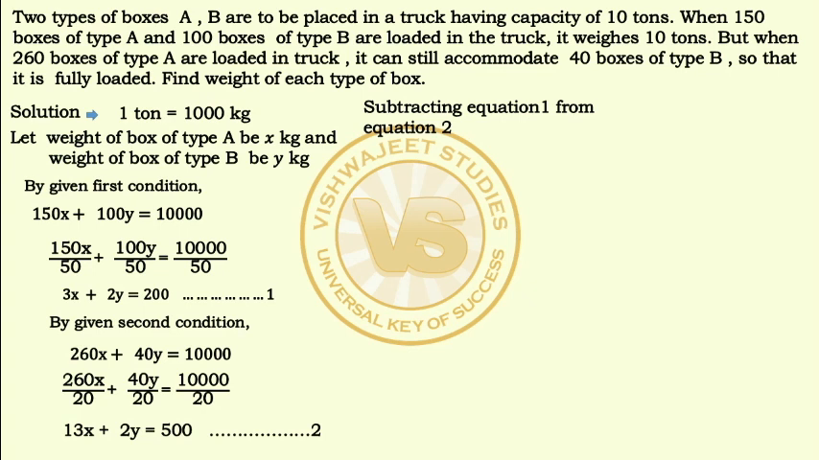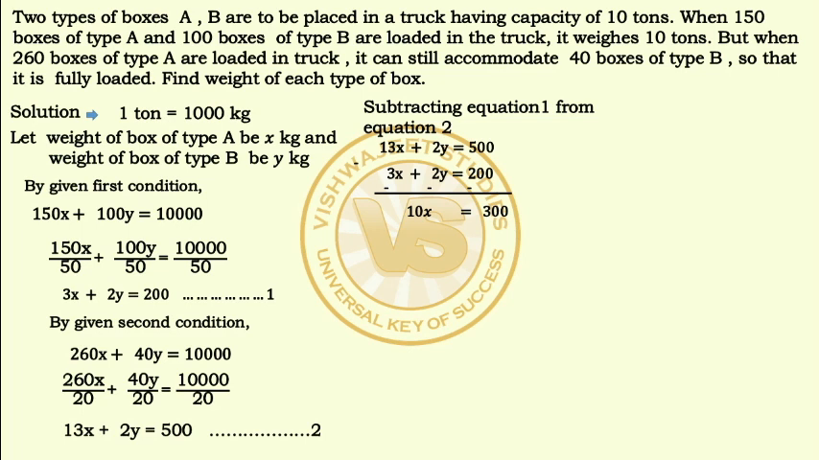Subtracting equation 1 from equation number 2. Write equation number 2 first: 13x plus 2y is equal to 500. Subtraction sign. Then write the first equation, 3x plus 2y is equal to 200. After changing sign, we get minus 3x, minus 2y and minus 200. After subtraction, we get 10x is equal to 300.